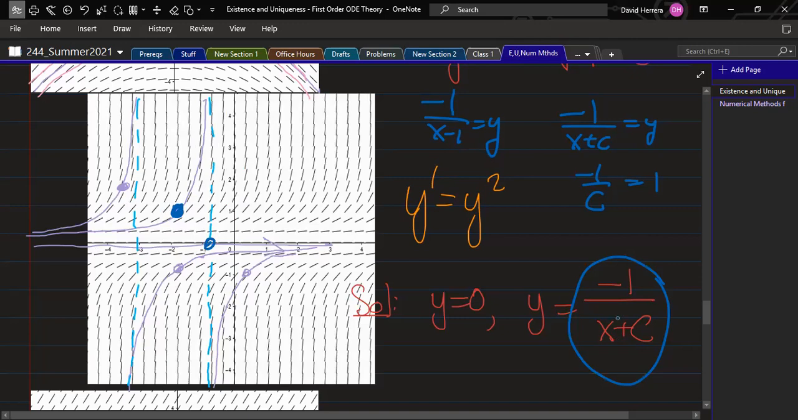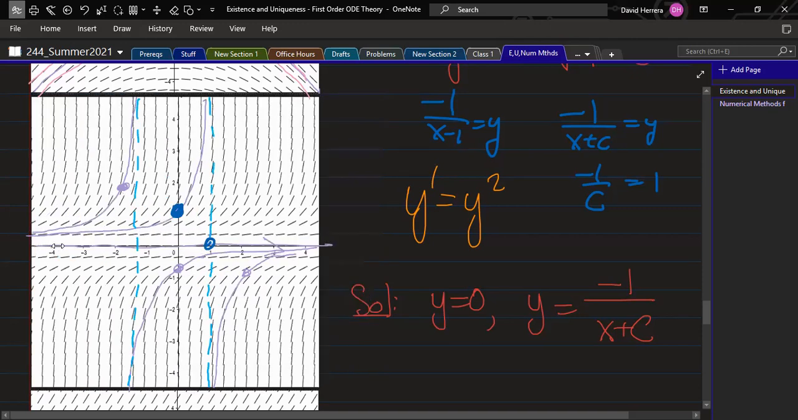The only one that won't give you a problem is when you're not allowed to use this form, when you have to use y equals 0. There's one solution here that exists for all time. It's this one right here. And you can see that there's uniqueness because these things don't pass. They don't cross each other.